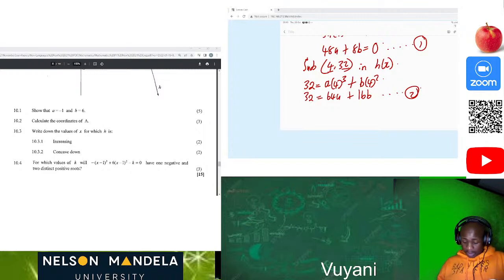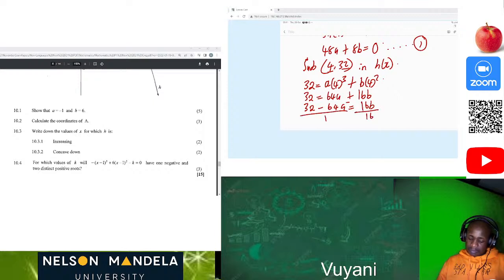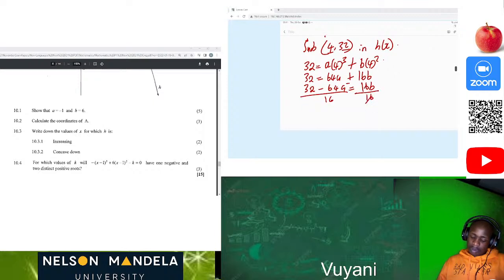Now, we can make our lives easier by simplifying this one. Before we make it equation 2, we can divide all through by 16. So we have 32 minus 64a is equal to 16b. Then we divide all through by 16, and therefore b will be equal to 2 minus 4a. Then this will be our equation number 2.